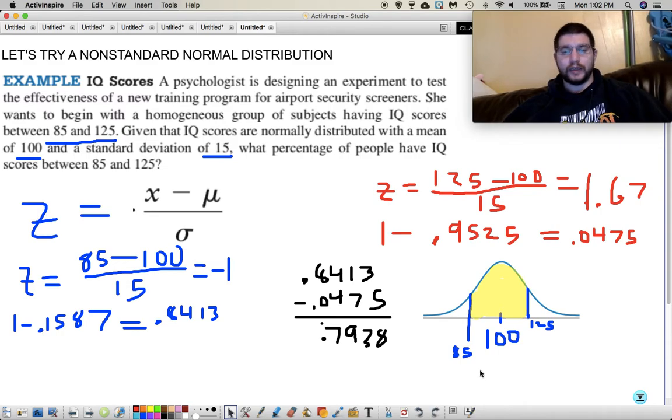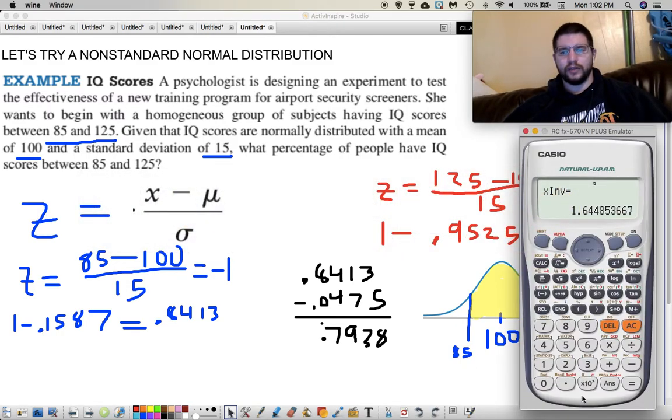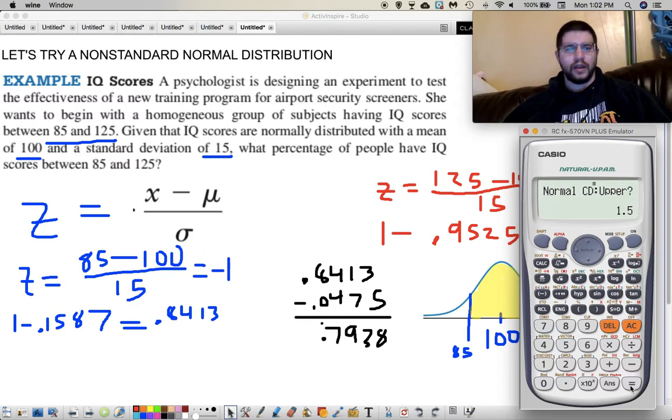Again, calculators make it a lot quicker and easier. Starting with the Casio, not needing an inverse normal, we need a normal CDF. Lower bound, this time we're going to just type in 85. Upper bound, 125. Change your standard deviation to your mean. The mean is 100, standard deviation is 15. 15, 100. And it gives us 0.7935.